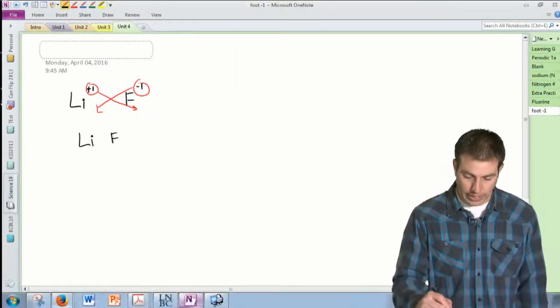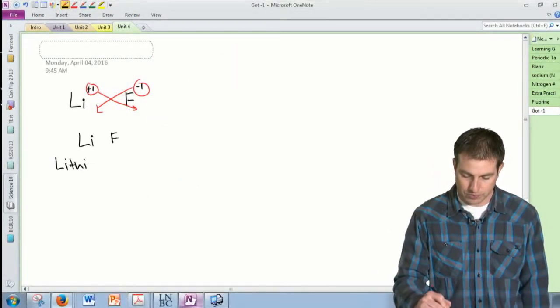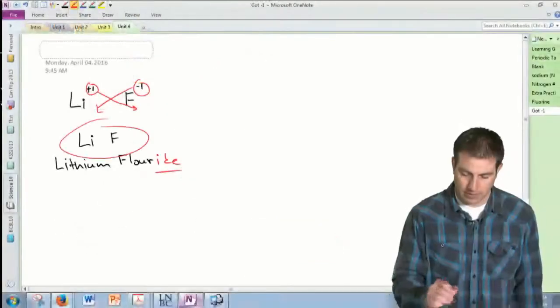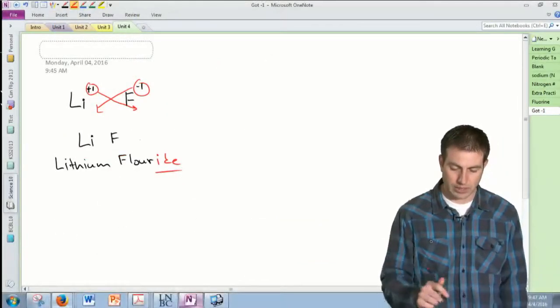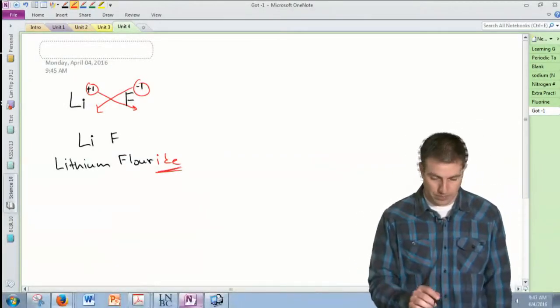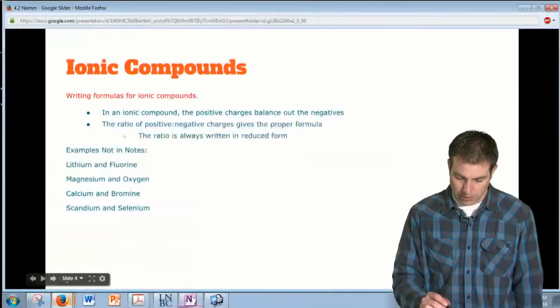And we would call that lithium. And then instead of it being fluorine, we change the ending of the nonmetal to ide. So it's lithium fluoride. So yeah, it's just LiF. That's it. Lithium. And instead of fluorine, we change the ending to fluoride. So that's one. I had a couple others.